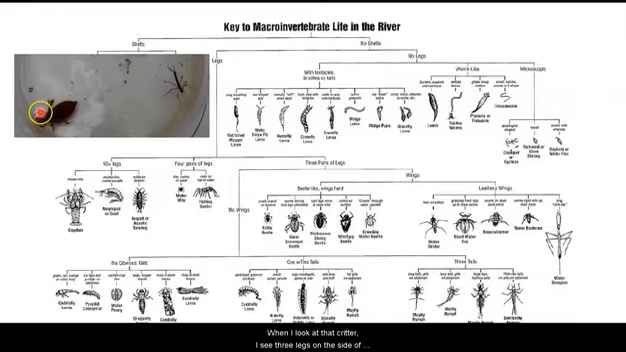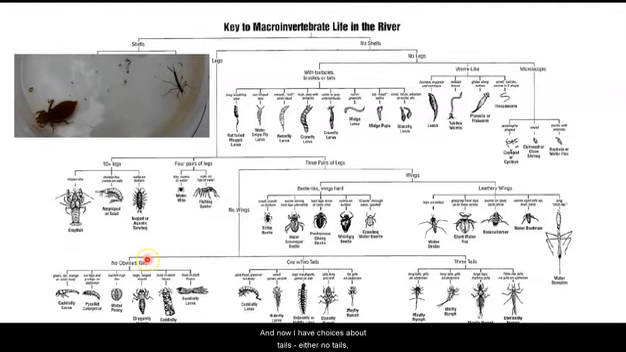When I look at that critter, I see 3 legs on this side of its body. Now I can only see 2 legs on this side of its body, but I'm guessing that it probably has an even number of legs on both sides, so I think that this has 3 pairs of legs. And as we continue down, I do not see any wings, so I'm going to follow down no wings.